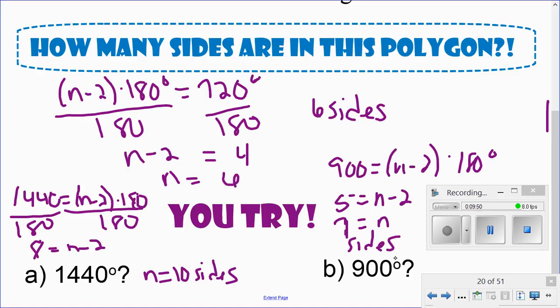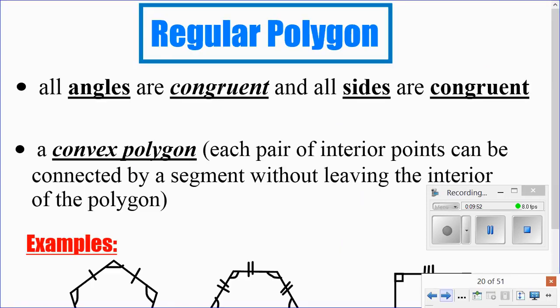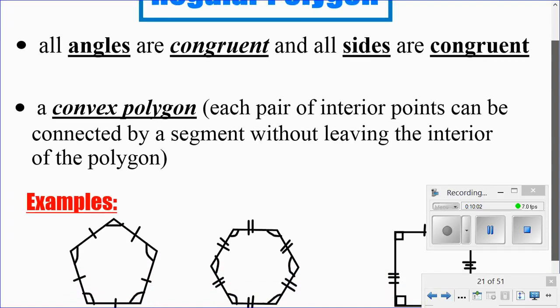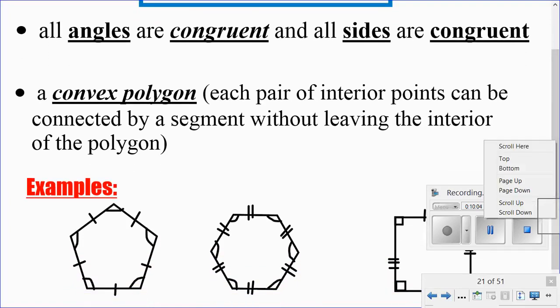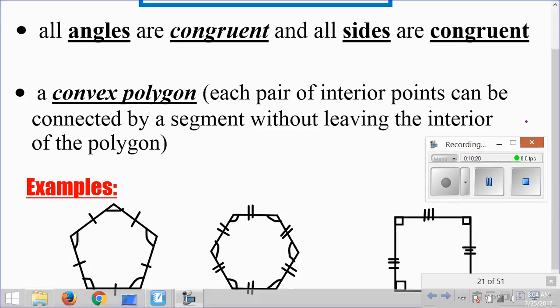Okay. Next. So we already know what a regular polygon is. We know that it's when all angles and sides are congruent. And we already know what a convex polygon is. When all the diagonals are inside the polygon. So we already know what they look like. Here's some examples of regular convex polygons.